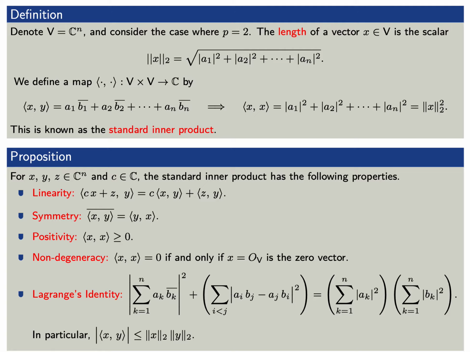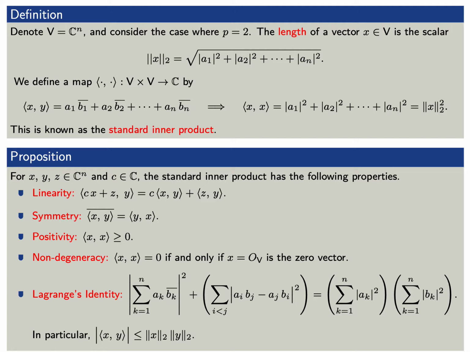We then have a sum over i less than j of the absolute value of a_i b_j minus a_j b_i, squared. This here now is just a sum of squares. And finally, at the end, we have the product of sums of squares. So really, one way to read Lagrange's identity is to say that a sum of squares can be expressed as the product of sums of squares.